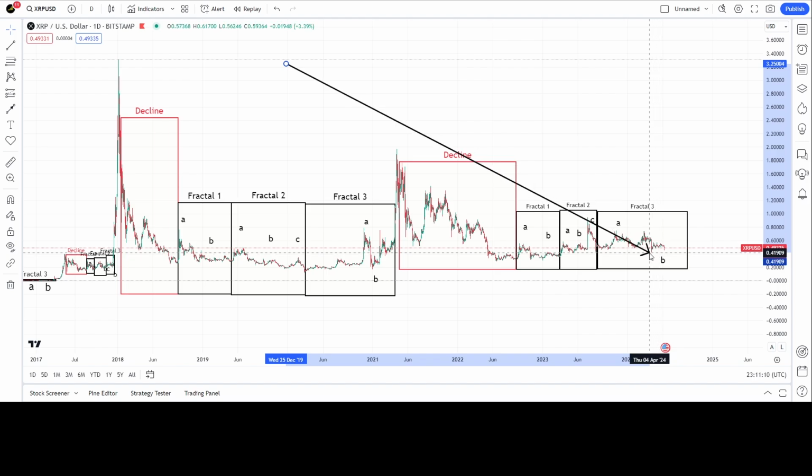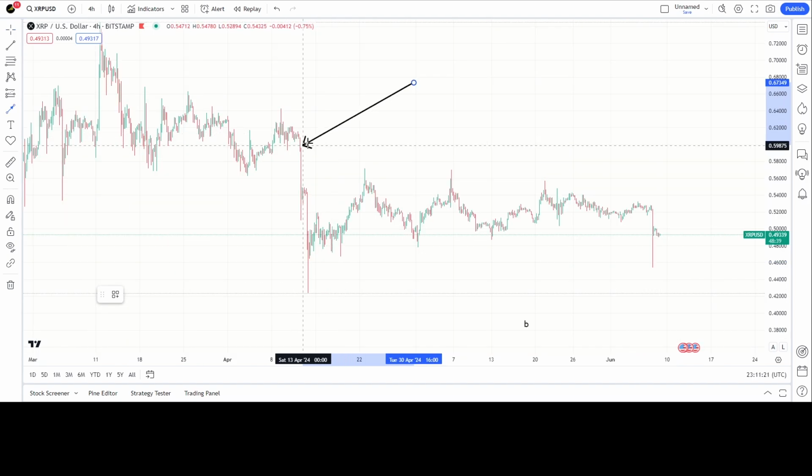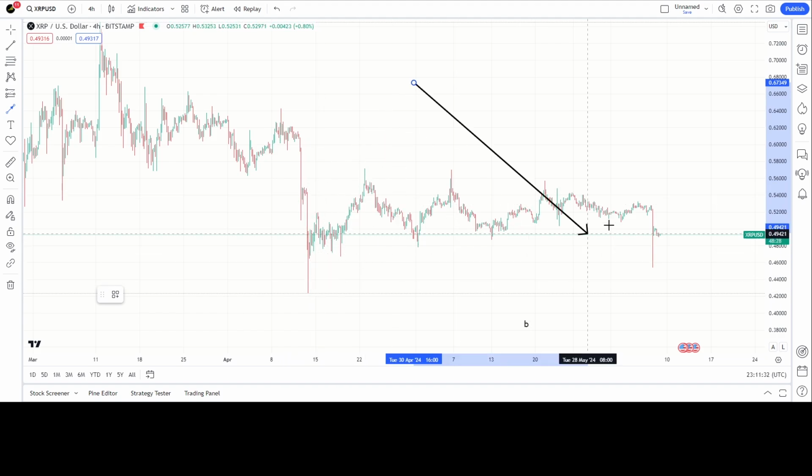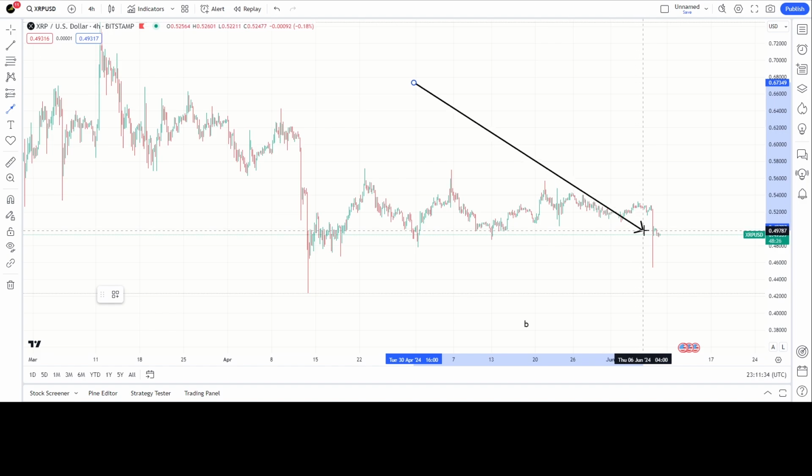Why do I say that? Let me show you on a smaller time frame what I'm talking about. So if we look at this structure right here, it does its first decline, it moves up, and then it does another leg to the decline. Well, I'm not saying that this is going to happen over here.